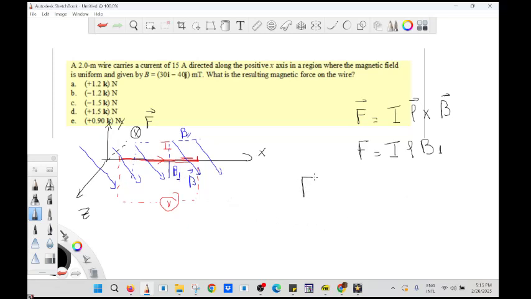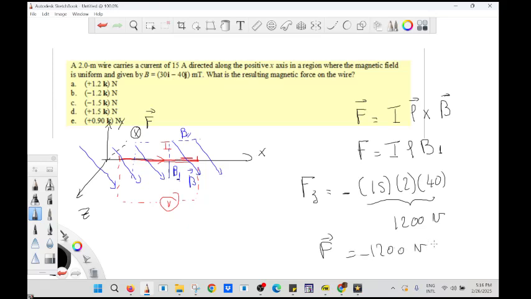Okay, so I know it's going to be a Z component, and it's going to be negative. So negative I, which is 15, L, which is 2, B, but it's only the perpendicular component, which is 40. We already have the negative here. And that's going to be 1200 Newton. So F equals minus 1200 Newton K hat, because negative Z.